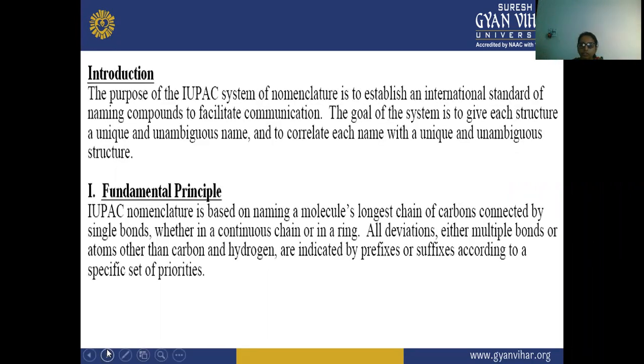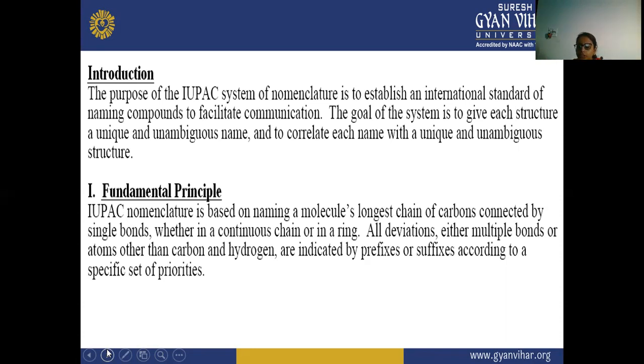Next is the introduction. The purpose of the IUPAC system of nomenclature is to establish an international standard of naming compounds to facilitate communication, and the goal of the system is to give each structure a unique and unambiguous name and to correlate each name with a unique and unambiguous structure. That is the purpose of naming according to the IUPAC system.